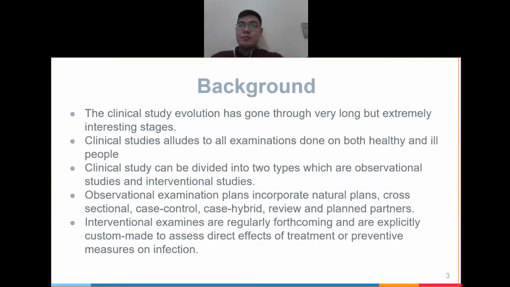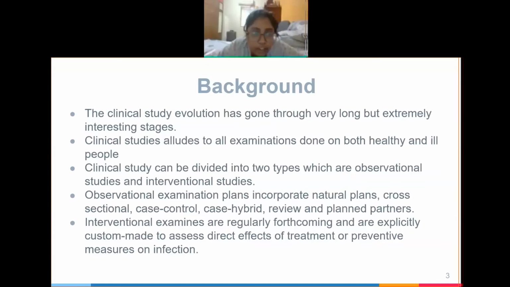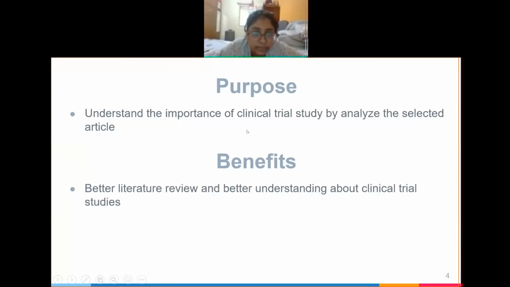The background is that clinical study evolution has gone through very long but extremely interesting stages. Clinical studies allude to all experiments done on both healthy and ill people. Clinical studies can be divided into two types, which are observational studies and interventional studies. Observational examination plans incorporate nature plans, cross-sectional, case control, case crossover review, and planned cohorts.